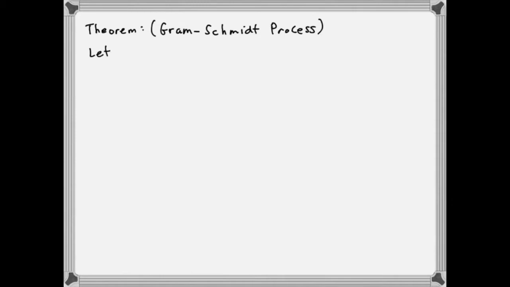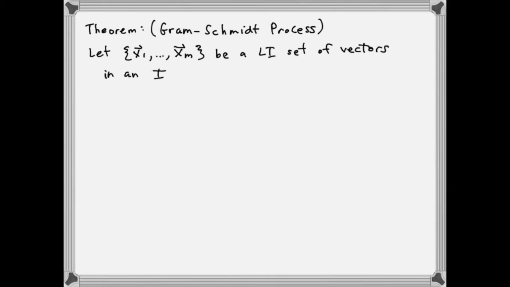So let's suppose that you start with m linearly independent vectors, a linearly independent set of vectors in an inner product space V. Remember what an inner product space is? It just means that we are a vector space that has an inner product operation.